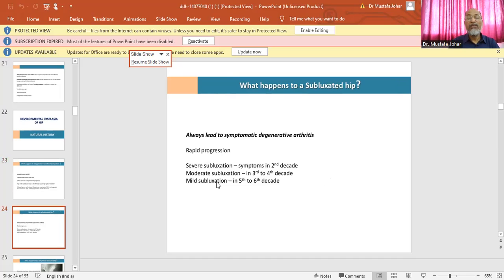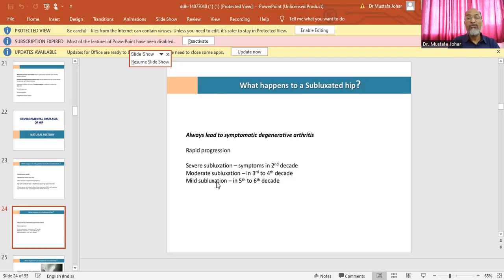And in certain countries, not in India, we have got a screening program. All the deliveries have to be examined by the orthopedic surgeon. If not the orthopedic surgeon, at least by a pediatrician who is trained to examine this common problem of DDH.